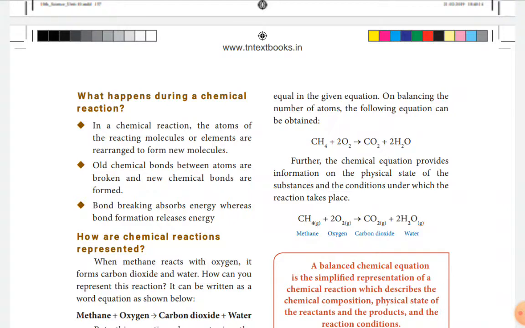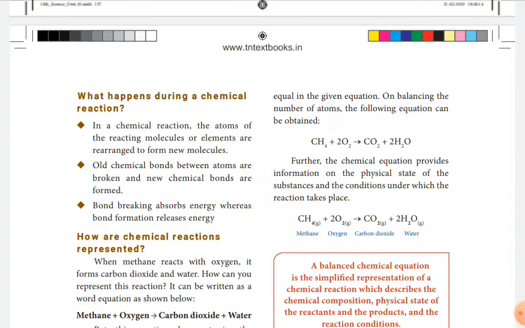So to write a chemical reaction using chemical formulas, you should know the names of reactants and the names of products, and also you should know their molecular formulas. Molecular formula is very, very important to write a chemical reaction. Without knowing a molecular formula, you cannot write a chemical reaction. These molecular formulas can be learned only by regular practice. So you have to write and practice. Only by regular practice can this be achieved.